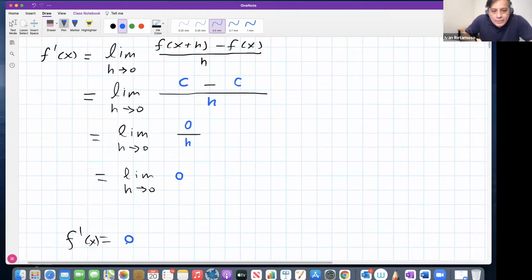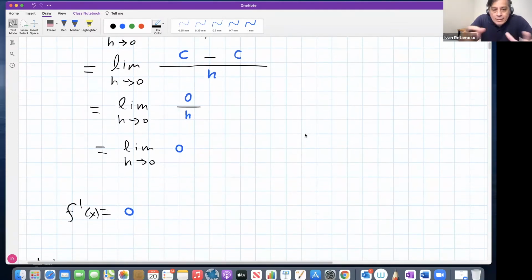So from now on, this is something that you should know very well. If you encounter the constant function in any form, you should know that its derivative is just 0 because there is no variation to measure. Remember, the derivative measures the instantaneous rate of change. There is no change. So the derivative of the constant function is 0.